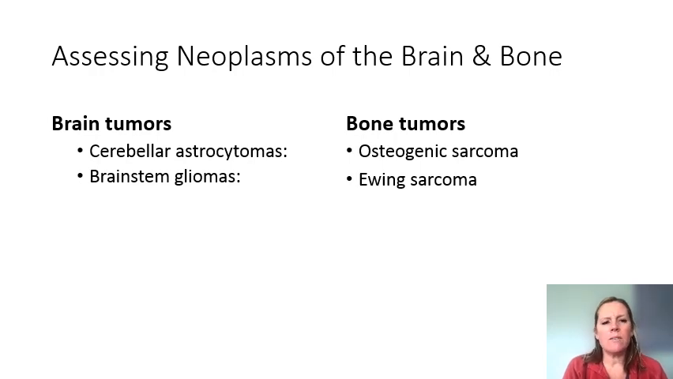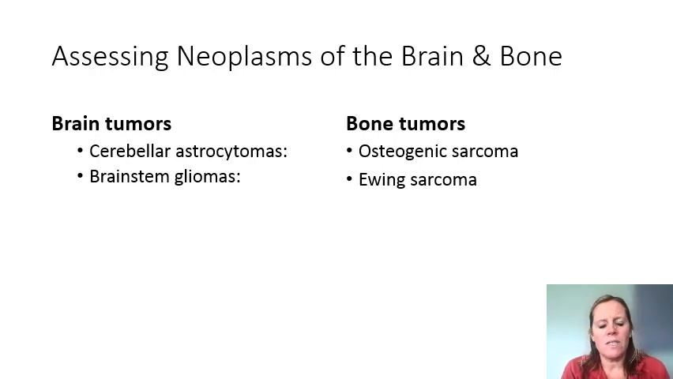Okay, neoplasms of the brain and the bone. We're going to switch to the brain and the bone when it comes to malignancies. The brain tumors are the second most common form of cancer and the most common solid tumor types of cancer in children. So there's different types of brain tumors. We've got cerebellar astrocytomas and medulloblastomas and what we call brainstem gliomas.